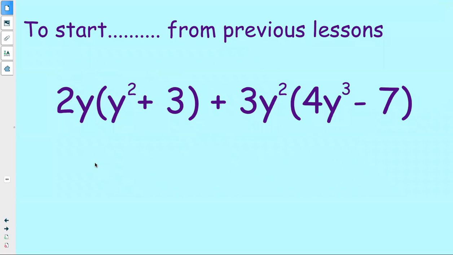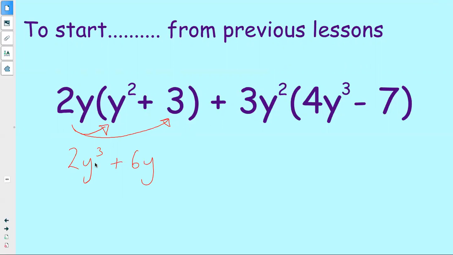Okay, so as usual, just a little starter from the previous lesson, so please expand this bracket here. Just pause the video and try it yourself, and then I will go over it now with you. You should know all of this already. So 2y multiplied by y squared is 2y cubed. 2y multiplied by 3 is 6y, and then that's that first bracket done.